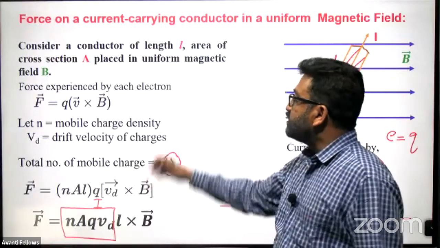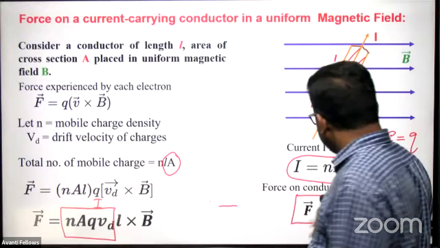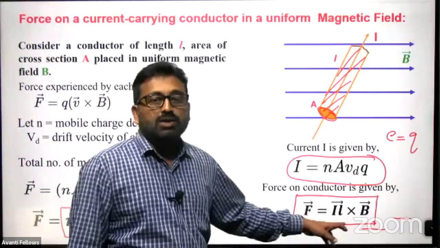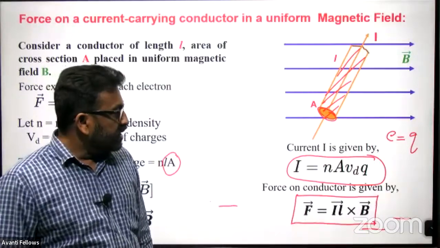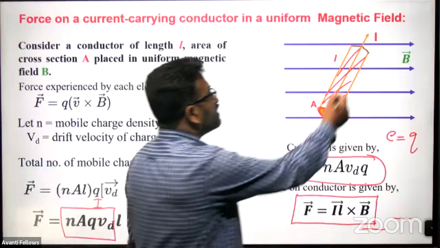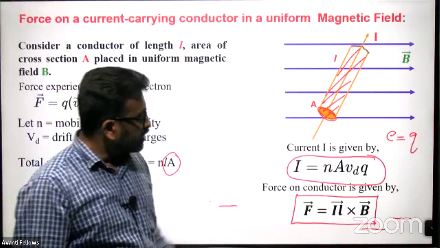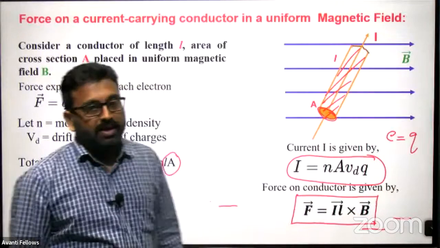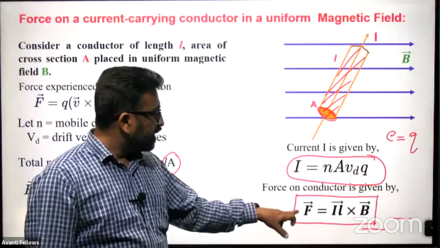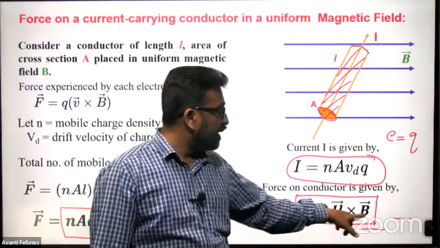See this one, it's a very simple concept. The equation for force experienced by a current carrying conductor is I L cross B. I is the current, L is the length of the current element, meaning the length of the current carrying conductor which is placed in a magnetic field, cross magnetic field B. So obviously the direction of force will be perpendicular to both I L and B.